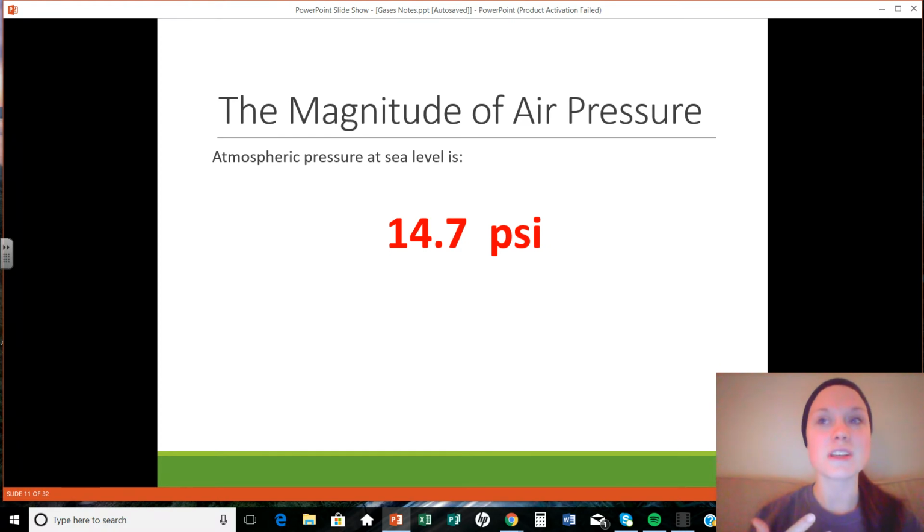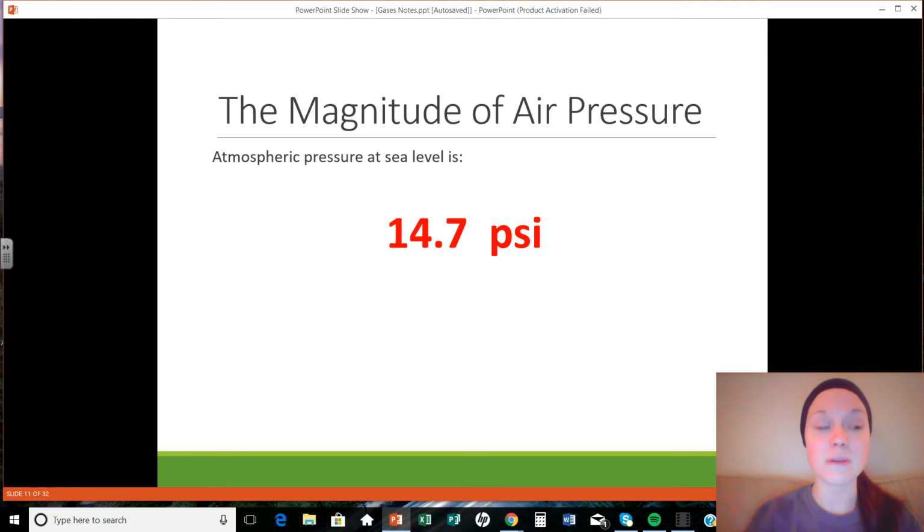Okay, you might not understand the magnitude of that, but if you think about like a 15-pound bag of potatoes, that's roughly 14.7 pounds. That's how much pressure in 1 square inch of space the atmosphere is putting on 1 square inch of surface area. Well, if you look at a typical object, most things are larger than 1 square inch.